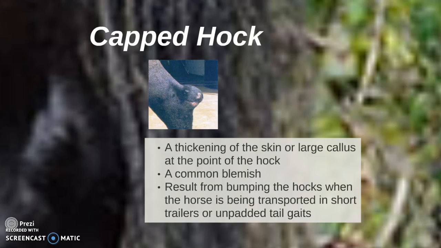The capped hock. This is a thickening of the skin or large callus at the point of the hock. It is a common blemish. It results from bumping the hocks when the horse is being transported in short trailers or unpadded tailgates.